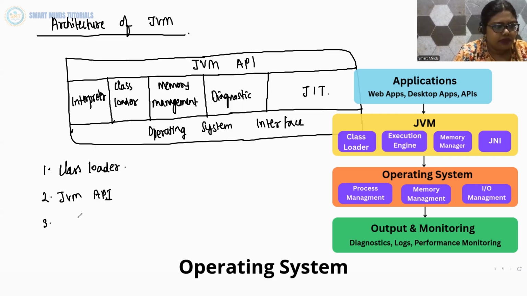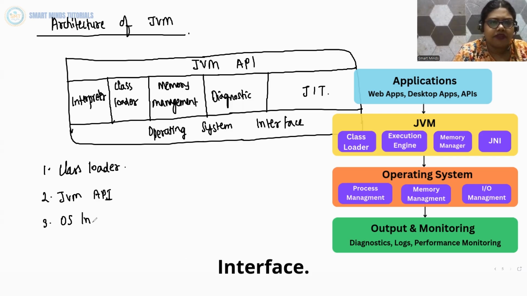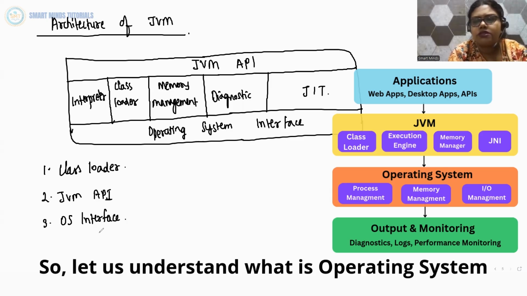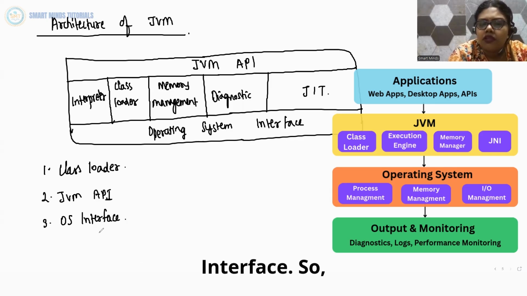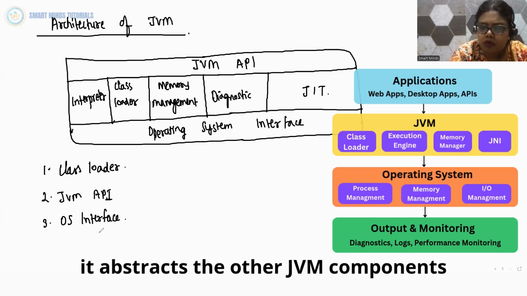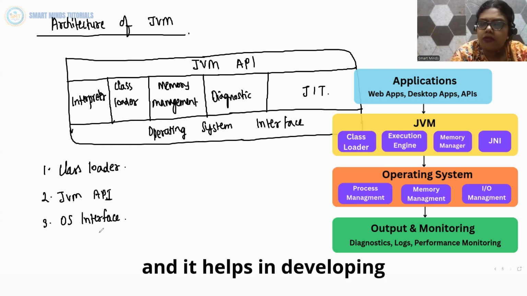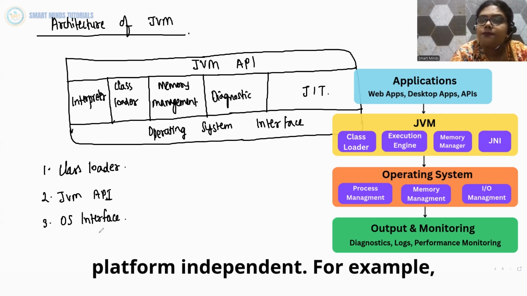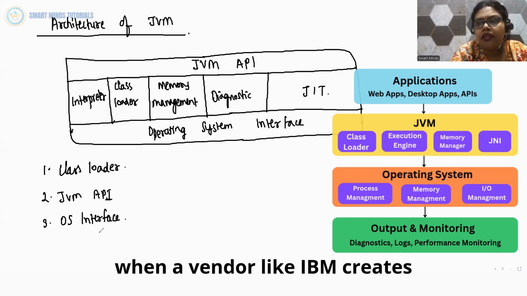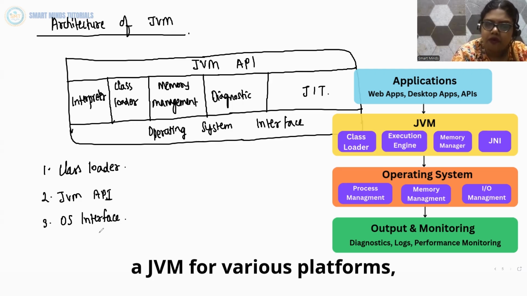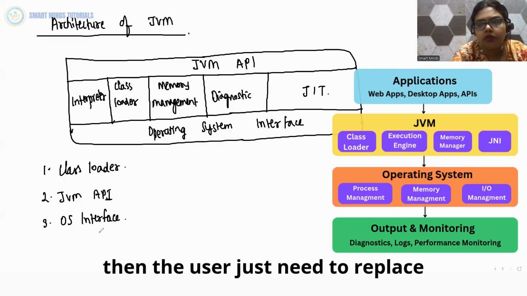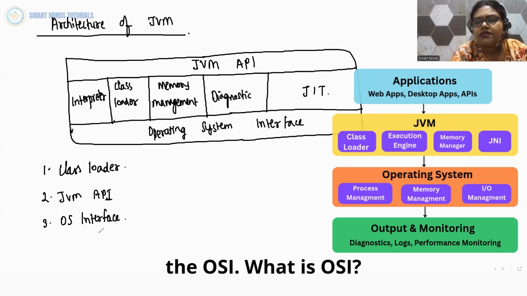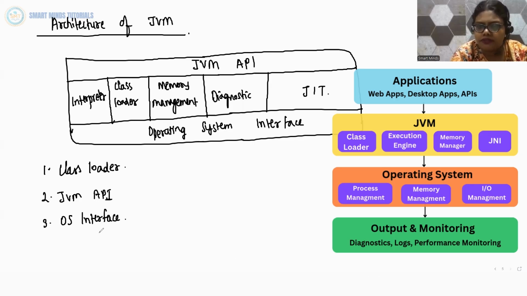Number three is operating system interface. So let us understand what is operating system interface. It abstracts the other JVM components from its platform and helps in developing other JVM components as platform independent. For example, when a vendor like IBM creates a JVM for various platforms, the user just needs to replace the OSI. What is OSI? Operating System Interface.